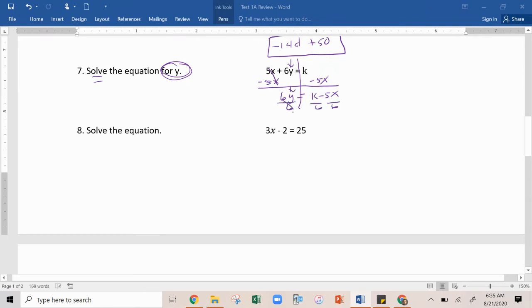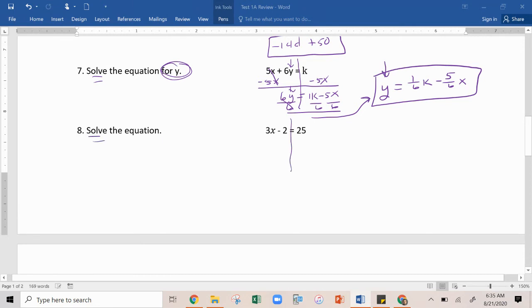Remember, I like to do it this way and divide everything. I need a little bit more room here. So on this side, I've got y equals, and then I've got k over 6. Well, there's a 1 there. So that's 1 over 6 k. And I've got a minus, and that's 5 over 6 x. You can leave it like that. That's as far as you need to take it. Okay? It says solve for y. We got y by itself. We're done there.